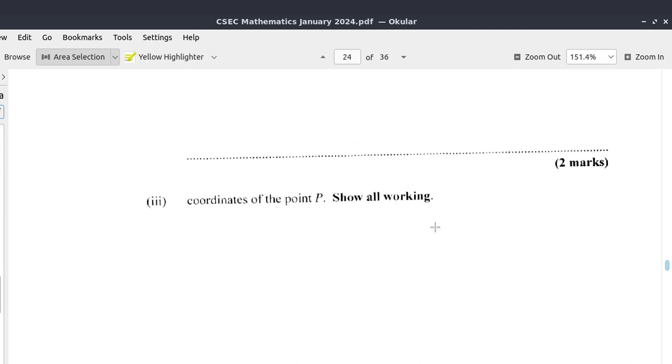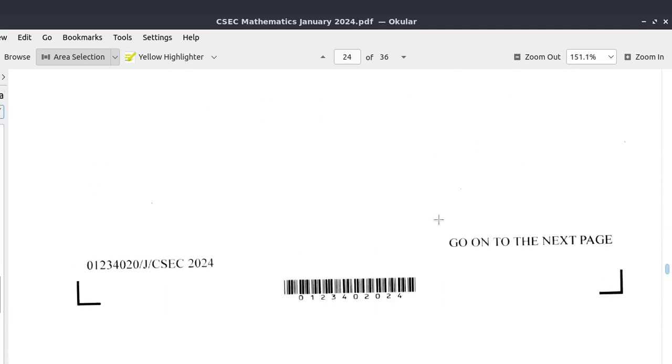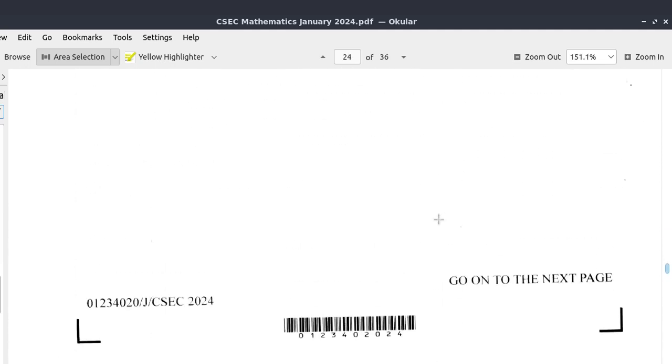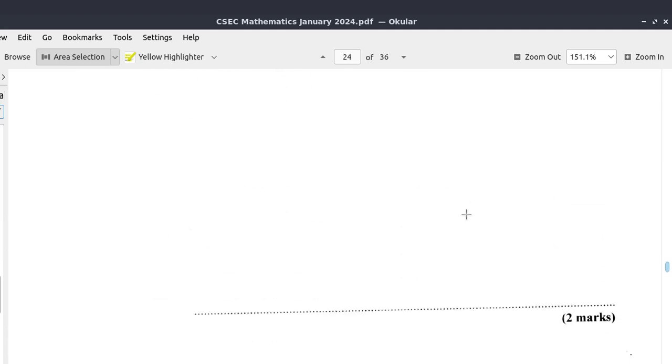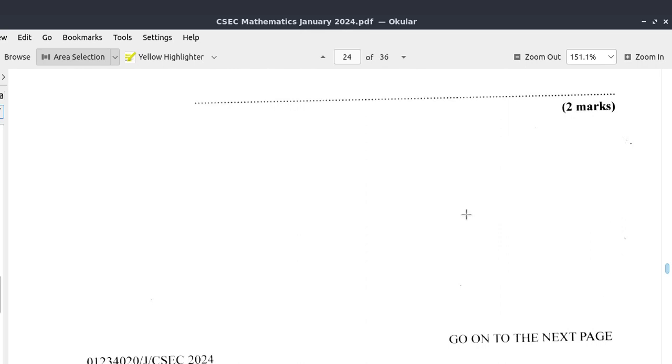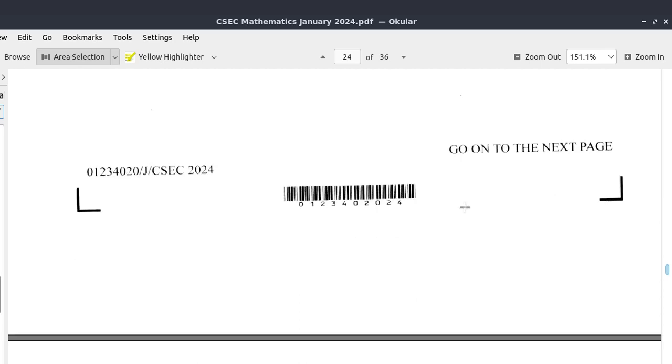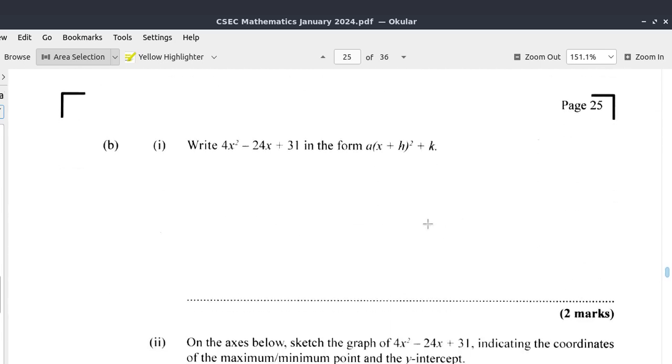Alright. Let's see what else they have here. That's 2 marks. But it's quite a little bit of work for only 2 marks, you know. But remember we're at question 8, which is section 2. Right? In section 2, you do more work for fewer marks. Alright, this is part B. We'll leave part B for our next video.